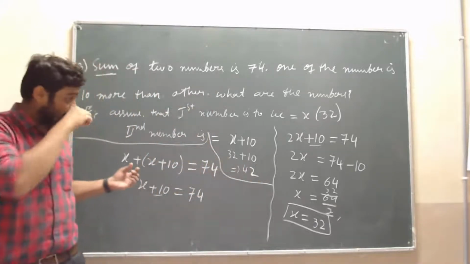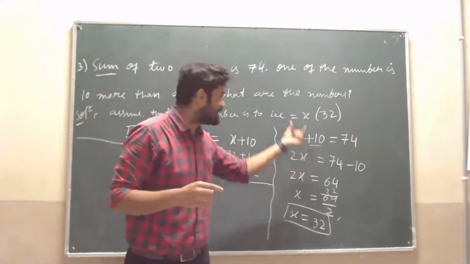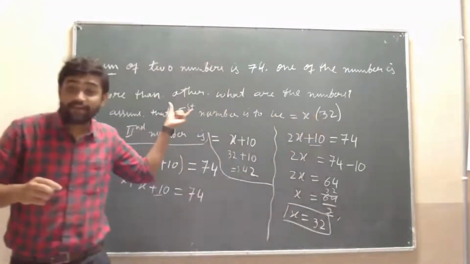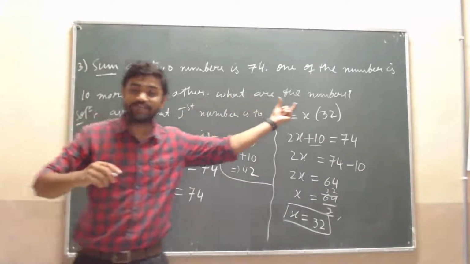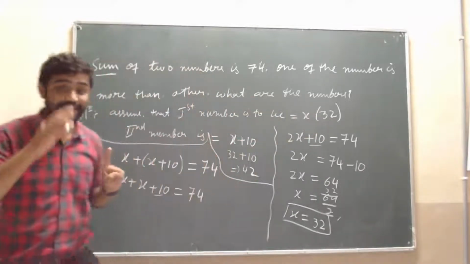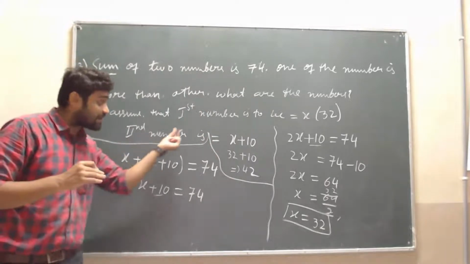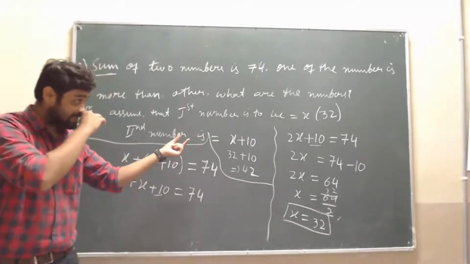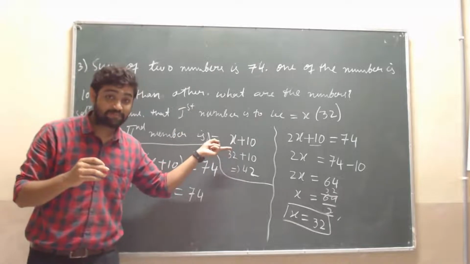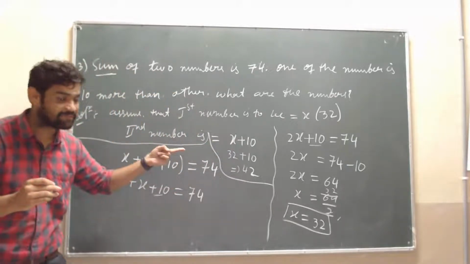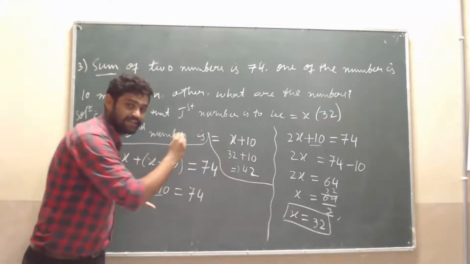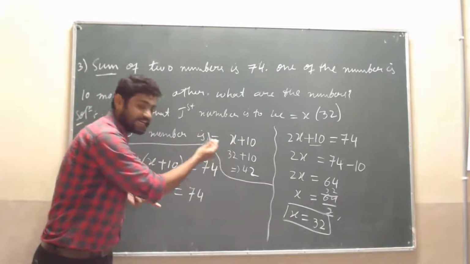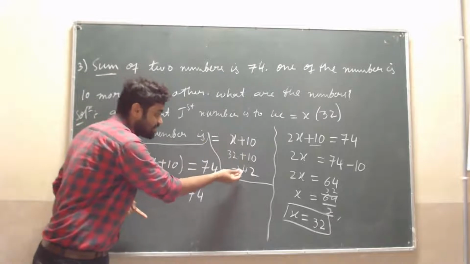Listen, x is equal to 32 is the first number. Why, sir? Because we have assumed that the first number is x. That's why the x value is 32. The second number is x plus 10, so substitute the value of x here. What is the value of x we have? 32 and plus 10. What is the value of x plus 10?